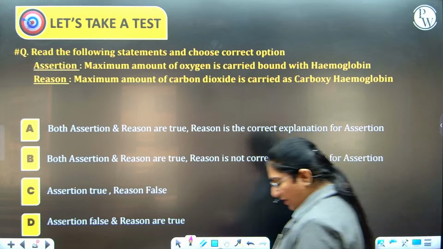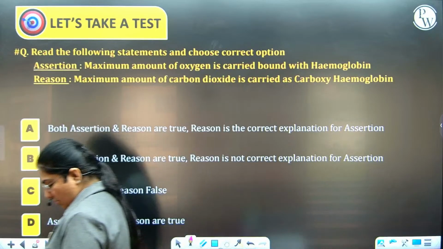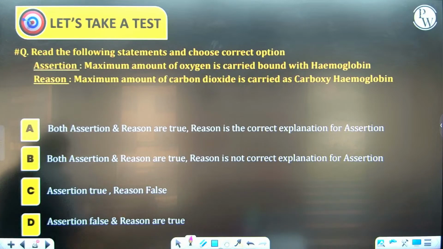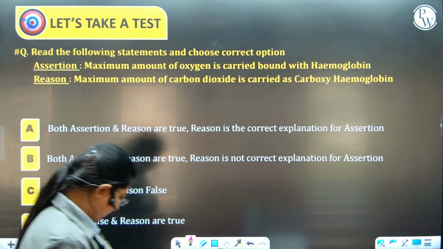Very good, Mr. Gada has given us the answer. Very quick to give the answer, very good. Let me see who else.